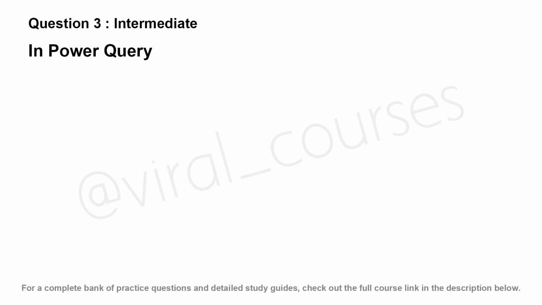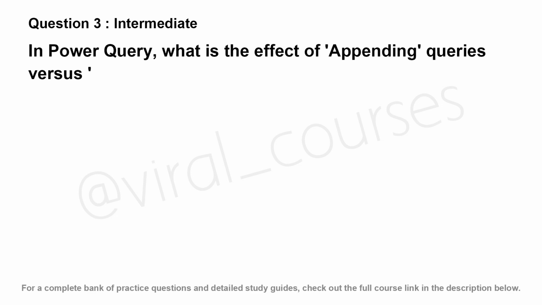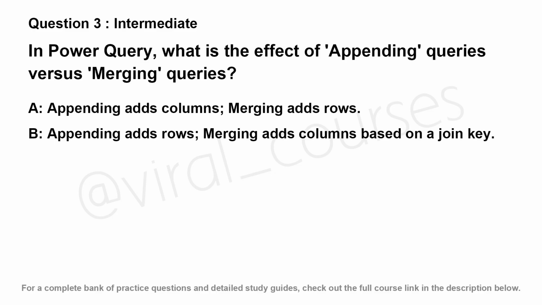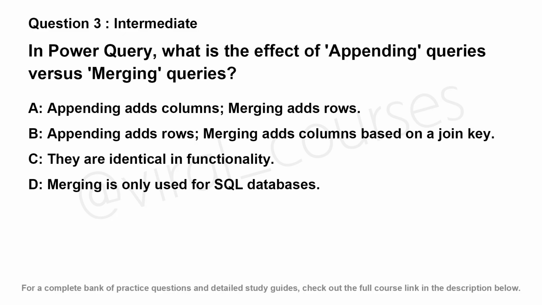In Power Query, what is the effect of appending queries versus merging queries? Option A. Appending adds columns. Merging adds rows. Option B. Appending adds rows. Merging adds columns based on a join key. Option C. They are identical in functionality. Option D. Merging is only used for SQL databases.